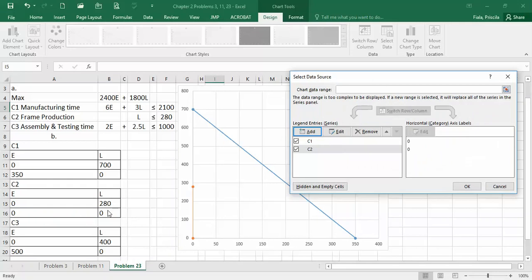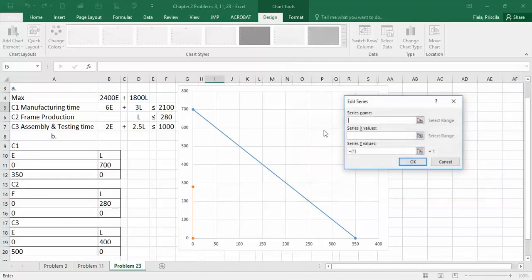Well, if you only have a value for Lady Sports, that's because your Easy Rider is 0, therefore it is only going to show on the vertical axis. Okay. Now let's go ahead and add the last constraint.